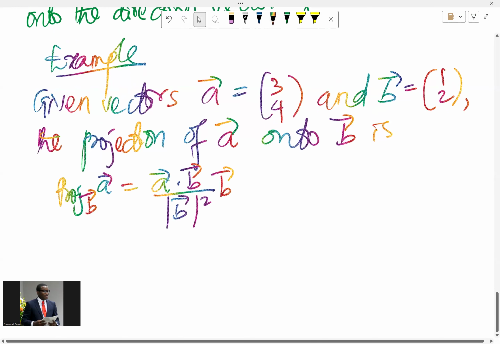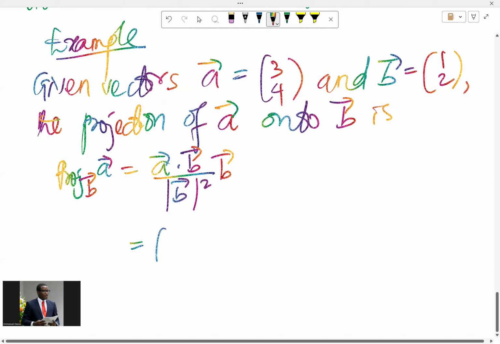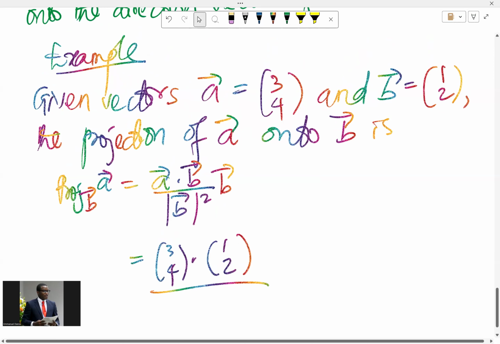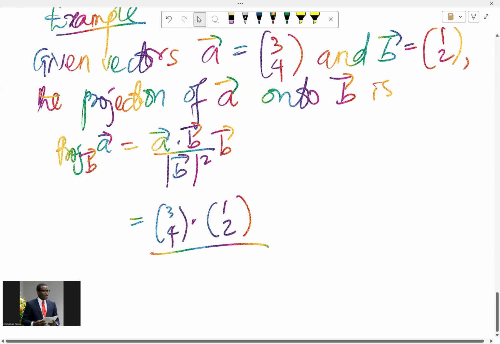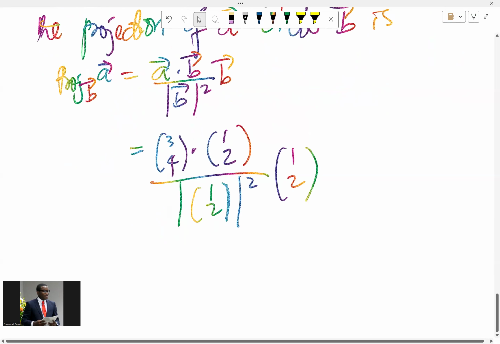And how does that go? So that simply means we have A, which is 3, 4, dot B, which is 1, 2, divided by the magnitude of B itself. Let me just put the notation first. So that's the magnitude of B, which is 1, 2, the magnitude of that raised to power 2, and then all of that multiplied by B, which is still 1, 2. So we just have to resolve all this now.